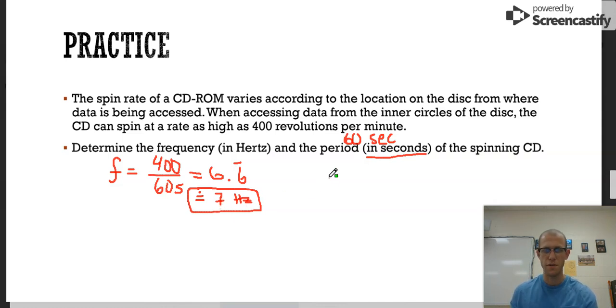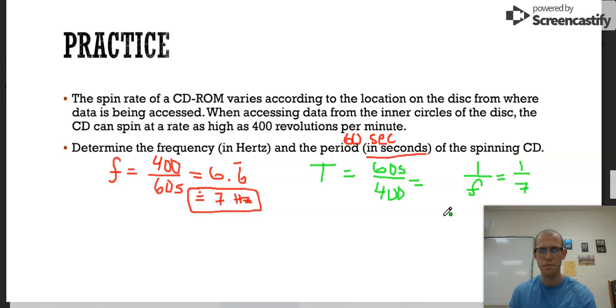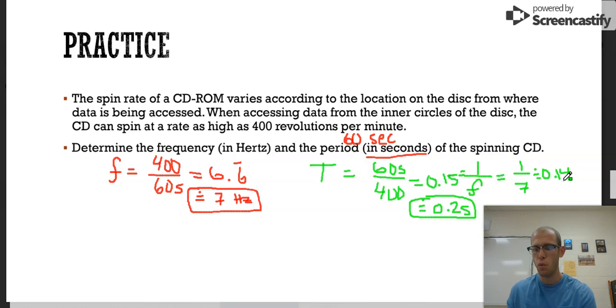That tells me 7 rotations every 1 second. So now let's do the period. So period, capital T for that. We look at how much time passes for every 1 revolution. So we need our denominator to be 1 now. So 60 divided by 400, or you could have done 1 divided by 7, because remember, we can take 1 divided by the frequency. So 1 divided by 7 would be another way to do this problem. I get 0.15 seconds. With sig figs, 0.2 seconds. If I did 1 divided by the frequency, I get 0.14 seconds.